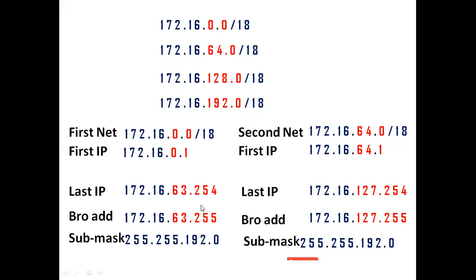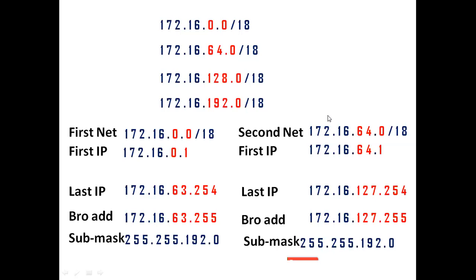Okay, it's clear. Now, the first IP, which is 172.16.0.1, does that mean we are taking 0 as the first network? Yes, we are taking the 0, then the second will be 172.16.1.1, up to the last one, which we make the 64th.